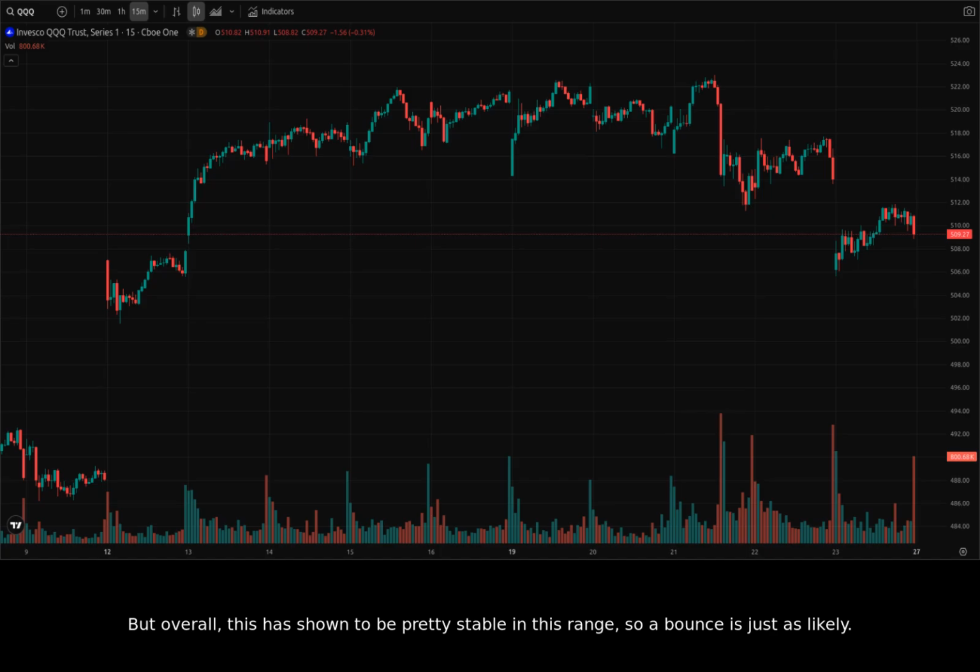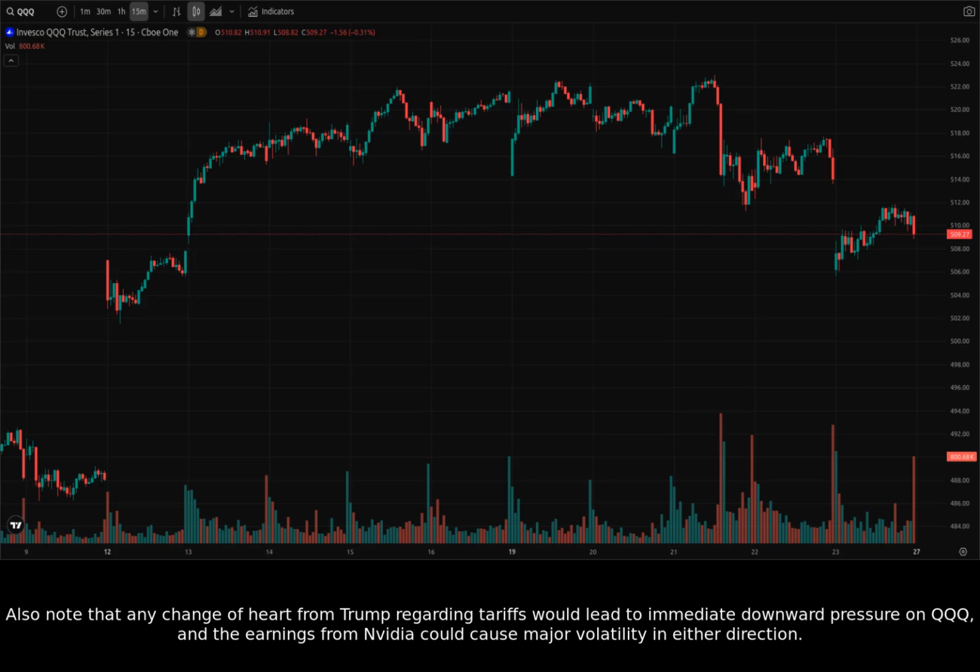just as likely. In summary, keep a close watch on the $515 level as potential resistance and $505 as immediate support. Also note that any change of heart from Trump regarding tariffs would lead to immediate downward pressure on QQQ, and the earnings from Nvidia could cause major volatility in either direction.